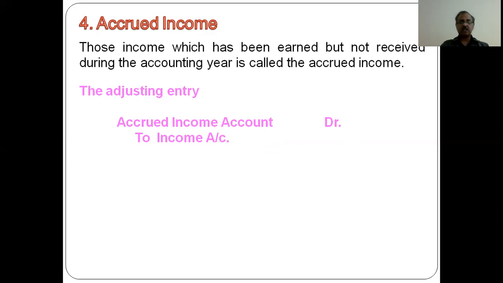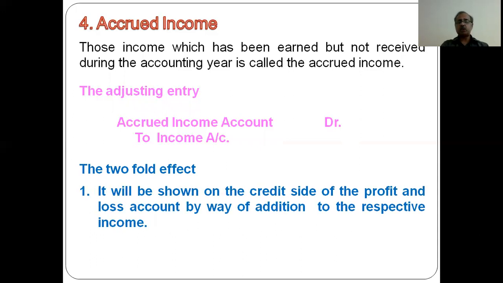Then we will discuss what the adjustment entry will be. The adjustment entry for accrued income is accrued income account debit to income account. The twofold effect is that first, accrued income will be showing on the credit side of the profit and loss account by way of addition to the respective income. Income will always be on the credit side of the P&L account. So always remember, accrued income will be in addition to the respective income on the credit side of the P&L account.